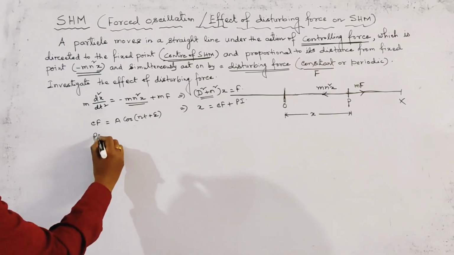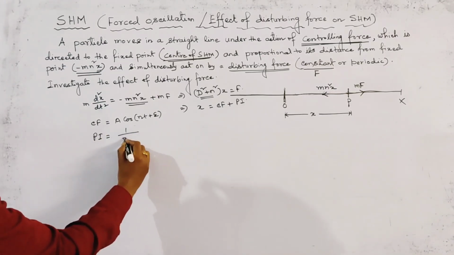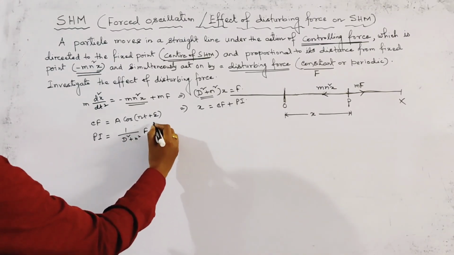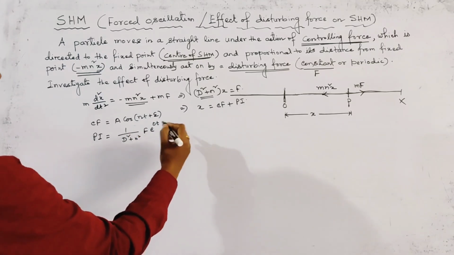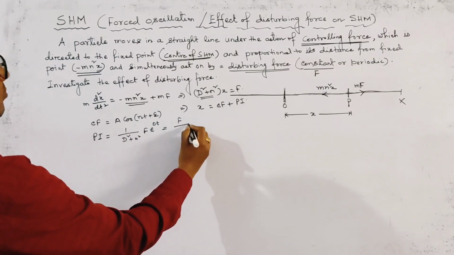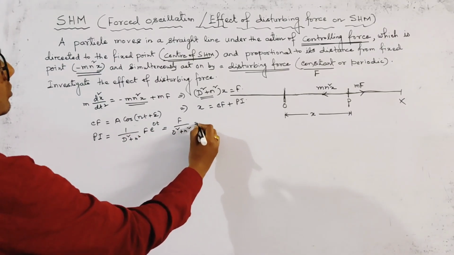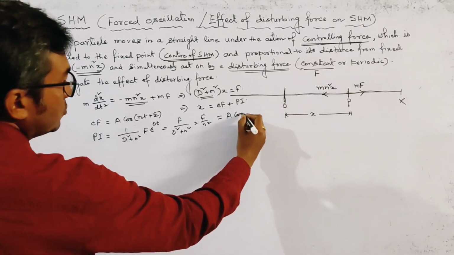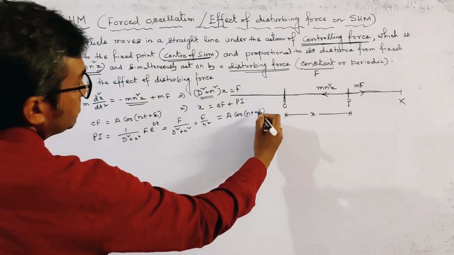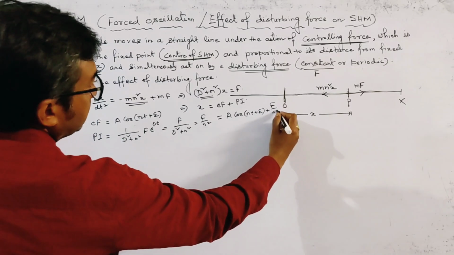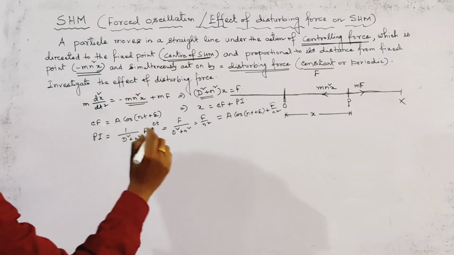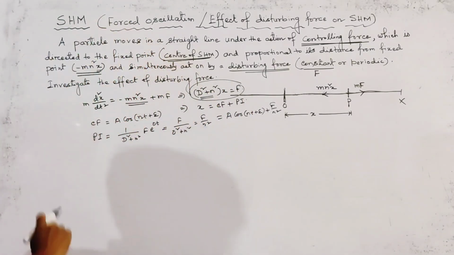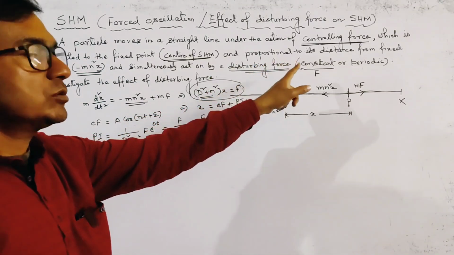And the particular integral is given by 1 by (D square plus n square) into F, and we write F as F e to the power 0t. So the particular integral is obviously F by (0 square plus n square), which is F by n square. So the general solution is x equal to A cos (nt plus epsilon) plus F by n square. This is the general solution of this forced oscillation when the disturbing force is constant.